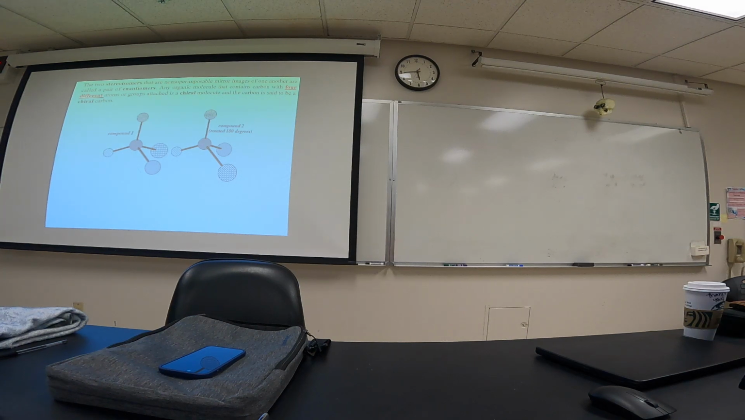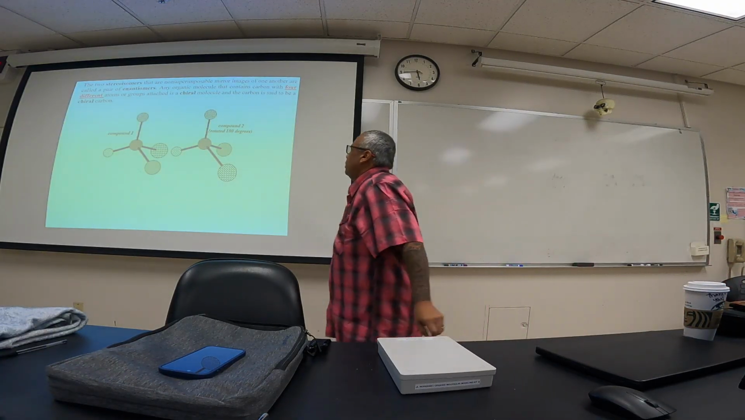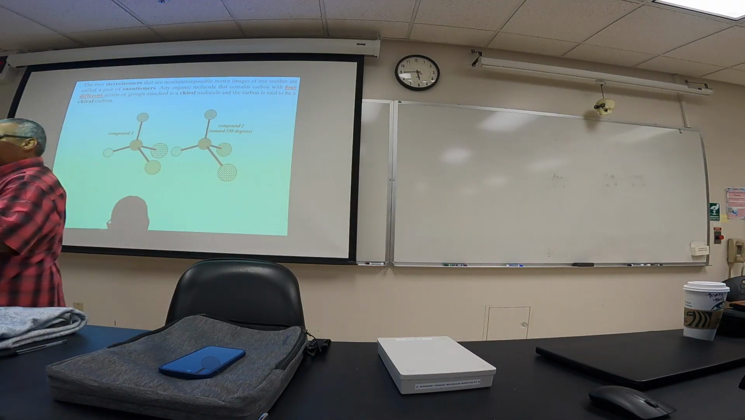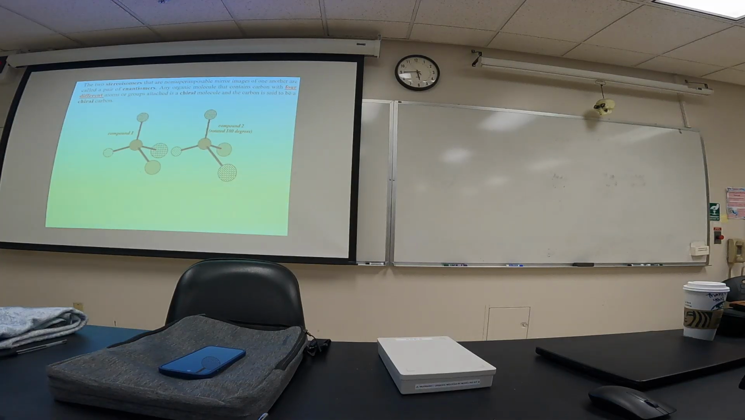Let me get a model kit for today. So the 2 stereoisomers here, right? We're going to come across a lot of different terms here. These 2, what we call stereoisomers, are non-superimposable mirror images, and we call them enantiomers.